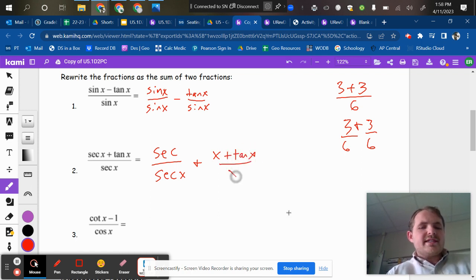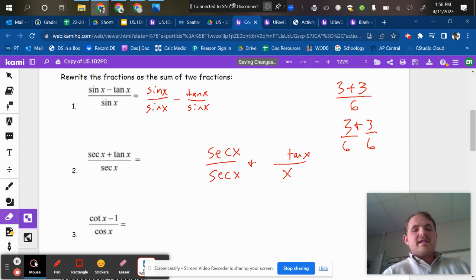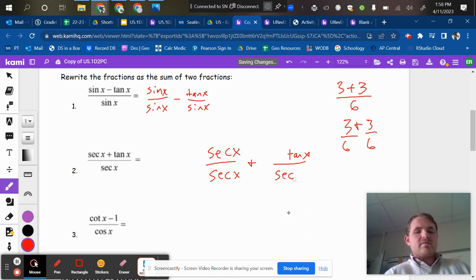The question was, is x with secant? Yes, just because there's not a parenthesis there, make sure they stay together. So we should have had secant x plus tangent over secant x. Okay, that's what your answer should have been for number 2.